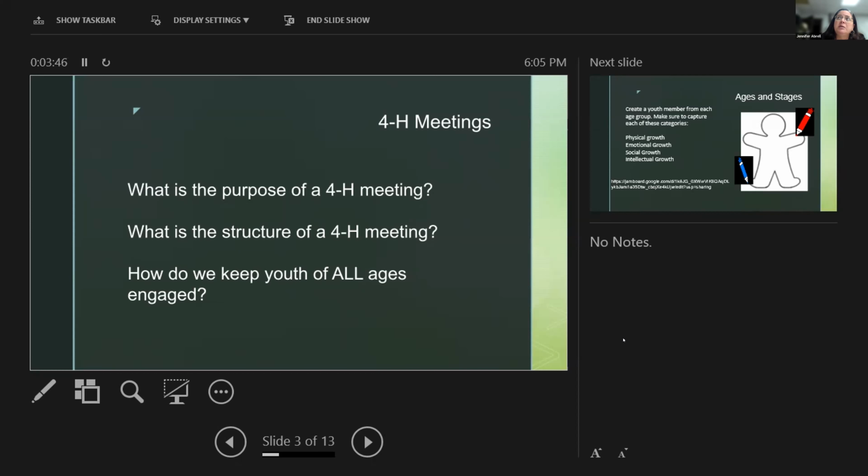For each meeting, we want to think about the purpose and the structure and how we're going to engage all ages. In this training, we're going to focus on that last one, keeping youth of all ages engaged. But what I'd like you guys to do right now is kind of think about the other two just as a lead-in to that third one. So what do you all see as the purpose of a 4-H meeting, whether that be your general club or project club? What's the purpose of meeting? Feel free to pop in. Don't all jump at once.